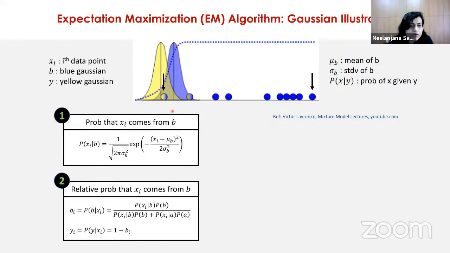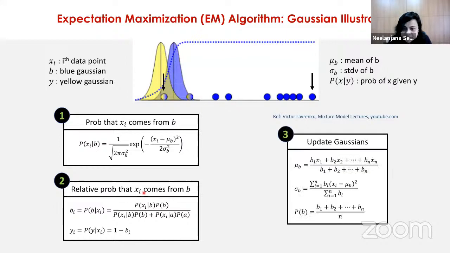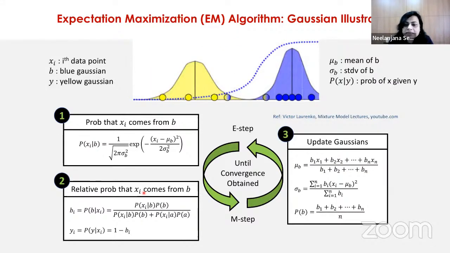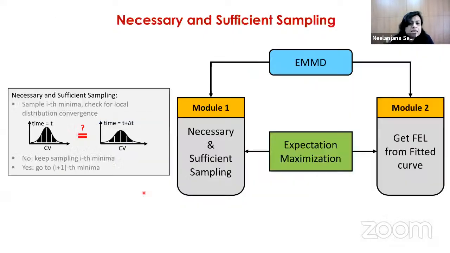Okay, so again, if we have a set of Gaussians, we can find the relative probability that a certain data point comes from a certain Gaussian. And if we iterate and update the Gaussians, we can determine the best way in which this entire data can be modeled. And once we complete the entire distribution, we can get the free energy differences between the corresponding states.